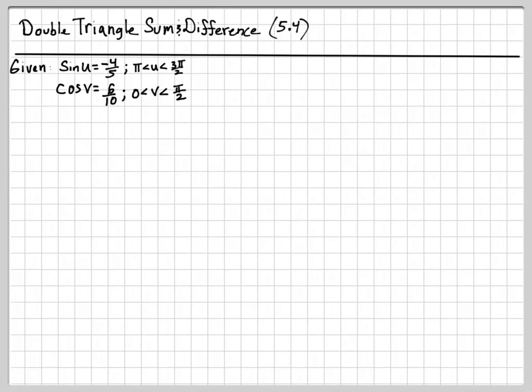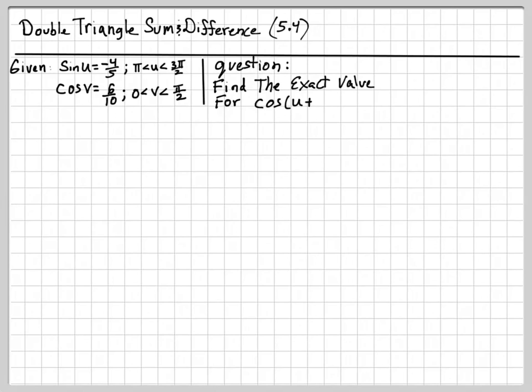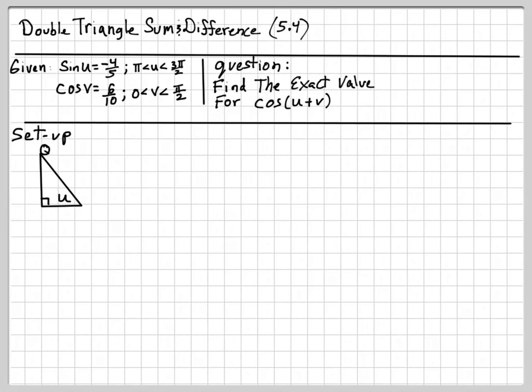And for each case, we are also told in what quadrant both of those angles can be found. And then they'll ask us a question, and the question will typically be: find the exact value using one of the sum difference formulas. So before I even tackle the problem, there's a setup that I have to do.